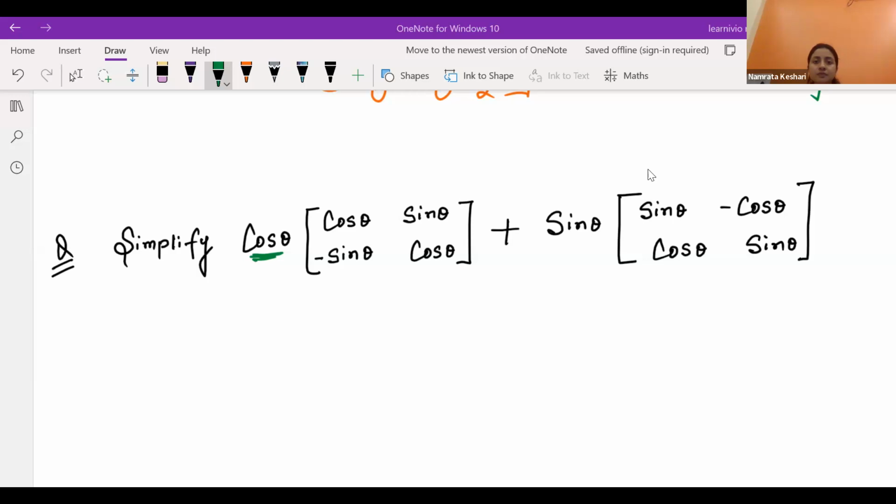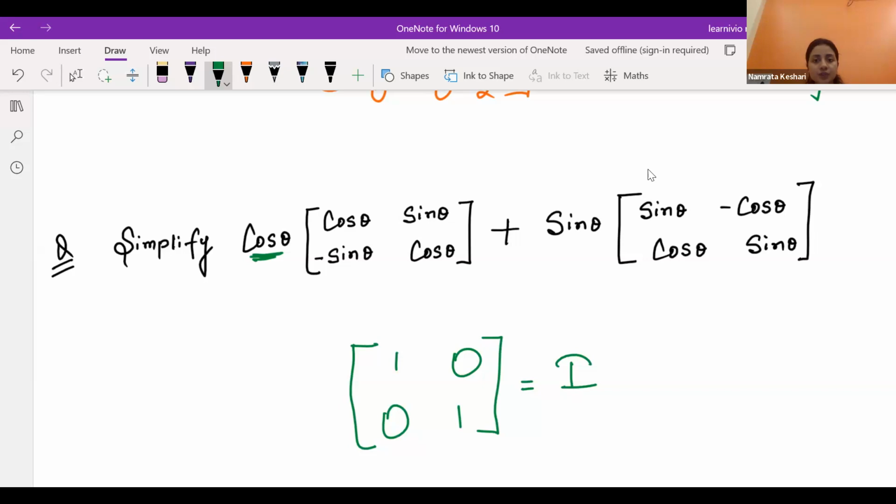What do we get? Cos square theta plus sin square theta, that's 1. And sin theta cos theta minus sin theta cos theta, that's 0. So 1, 0. And then sin theta cos theta minus sin theta cos theta is 0, and cos square theta plus sin square theta is 1. Diagonal matrix. This is identity matrix I.